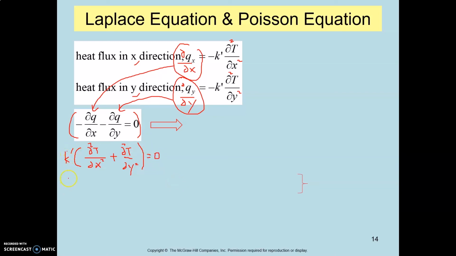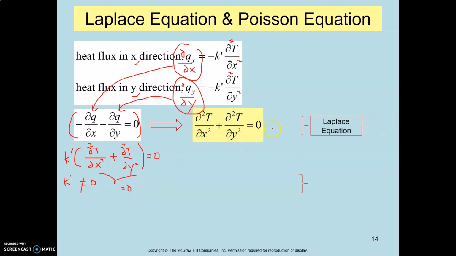K prime is a coefficient, it cannot be equal to 0. Therefore, this term must be equal to 0. With that, we obtain the Laplace equation. In this case, when the right hand side is equal to 0, it means that the forcing function acting on this system is 0. This is known as a homogeneous problem.